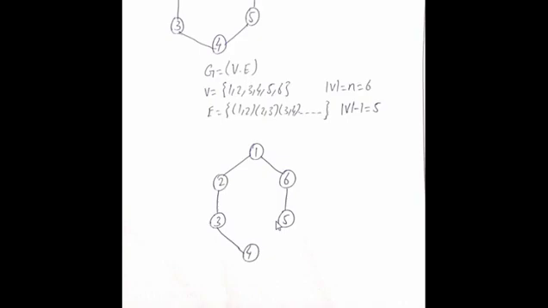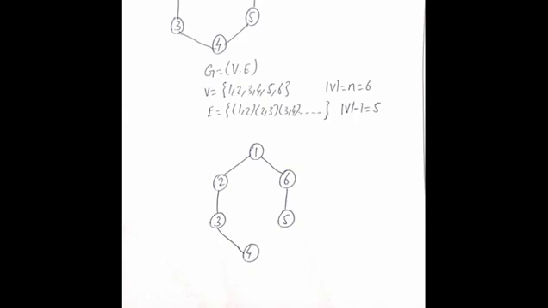Can we have more spanning trees for this graph? Yes, we can. If I join 4 with 5, then I won't join 5 to 6. If I join 6 with 1, I won't join 2 with 3. So the choice of the edges depends on you, how you join them. But remember one thing: in the spanning tree, you should not make a cycle.